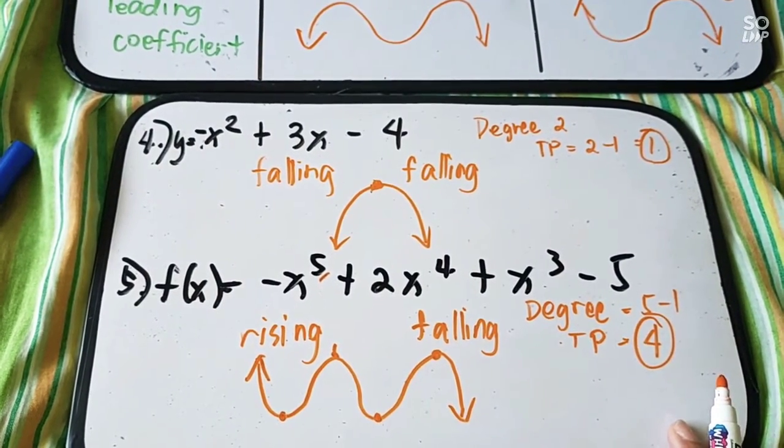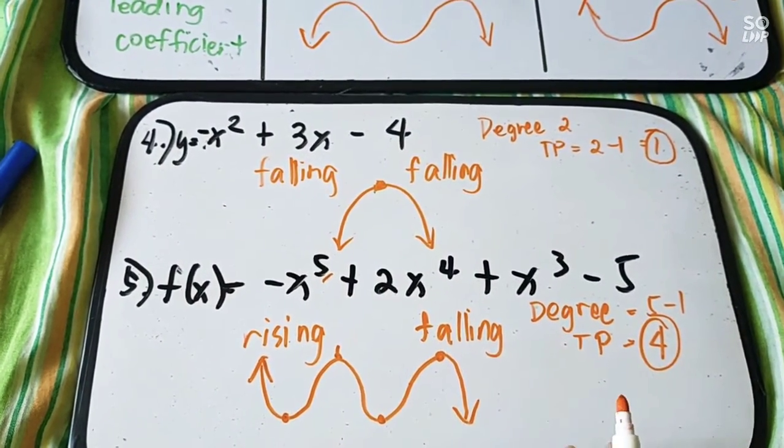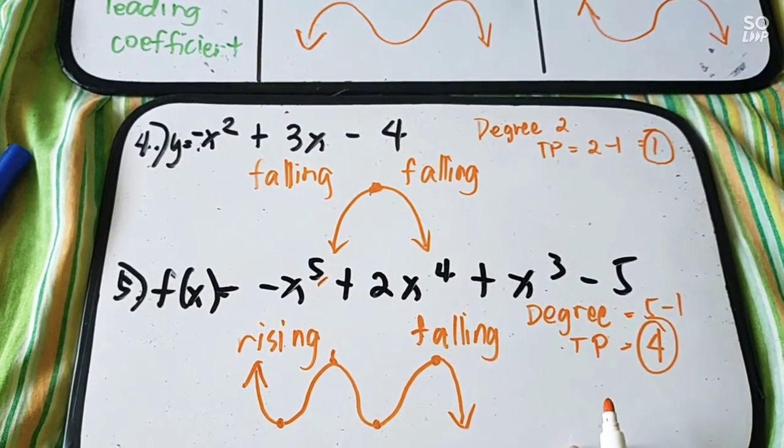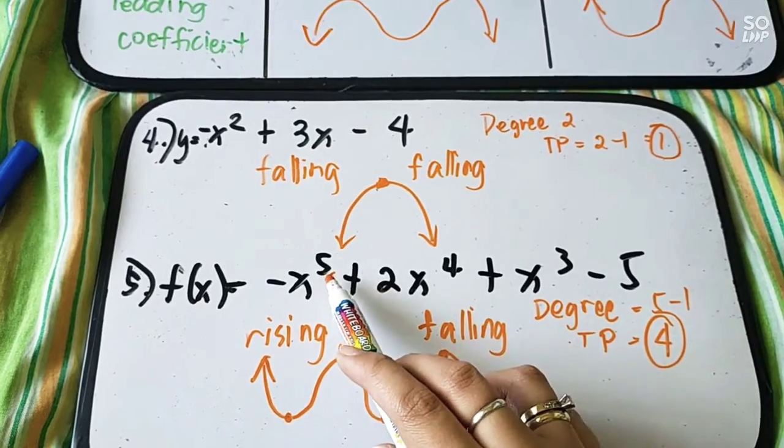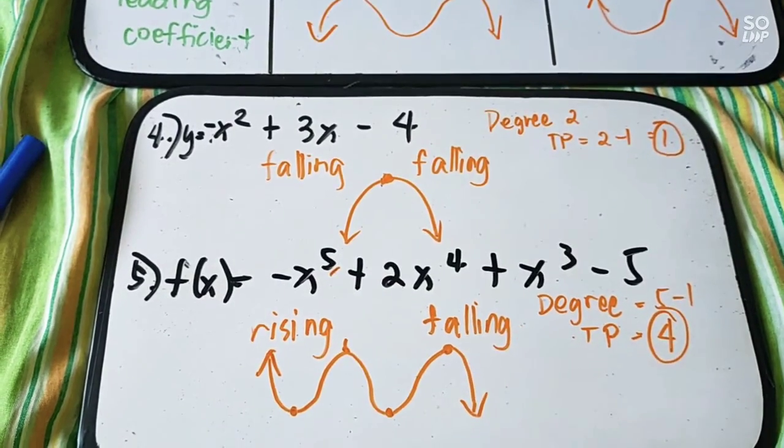Naiintindihan? So, ganyan yung ine-expect nyong magiging graph for this polynomial equation when it is x raised to 5. Is it clear?